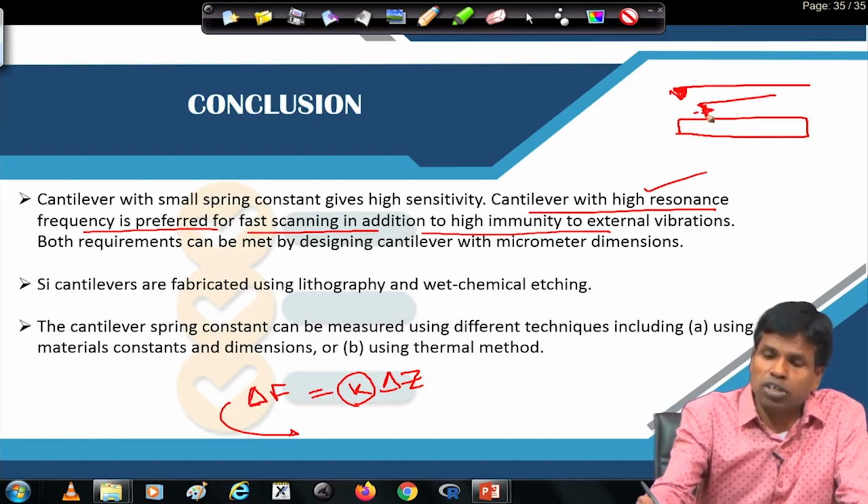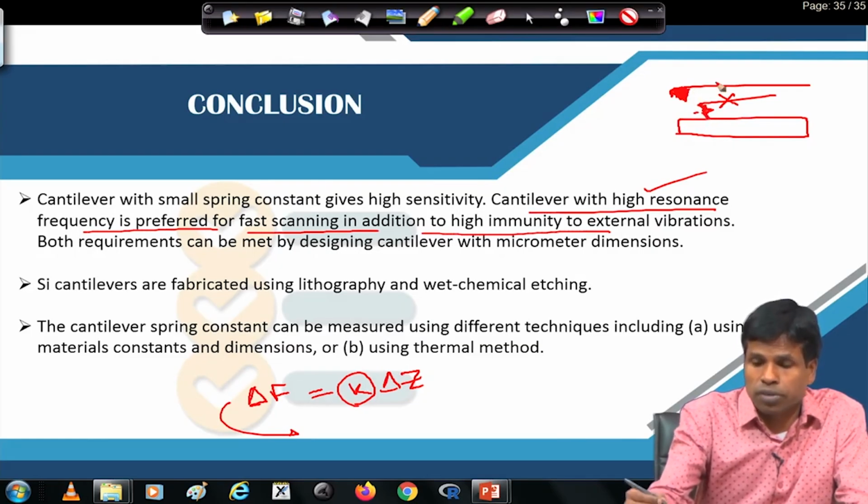If snap to contact occurs, it is nothing but contact mode, and in contact mode we cannot have fast scanning. In order to avoid snap to contact, we need to keep the tip a little away, but within the measurable force regime, with a higher oscillation amplitude. If the oscillation amplitude is higher than the force between the sample and tip, then snap to contact will not occur, and it will help us achieve a higher scanning speed.